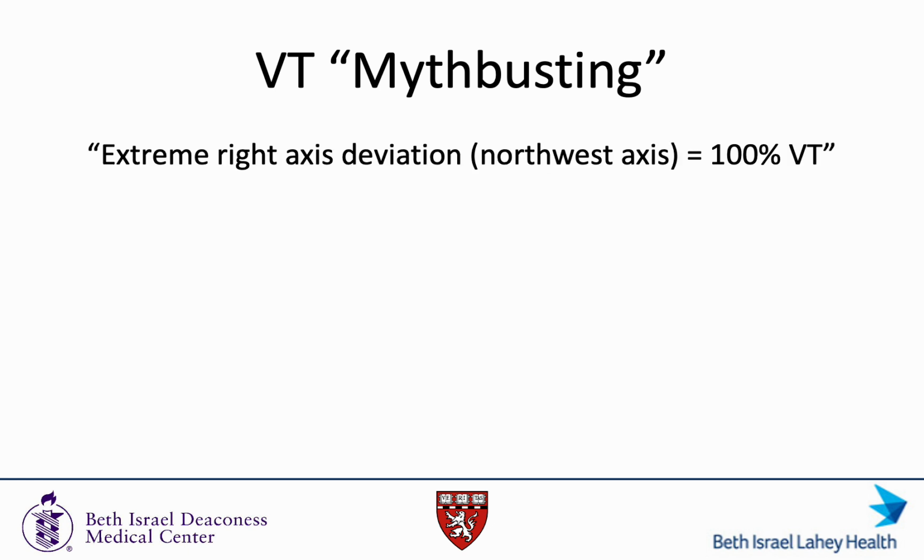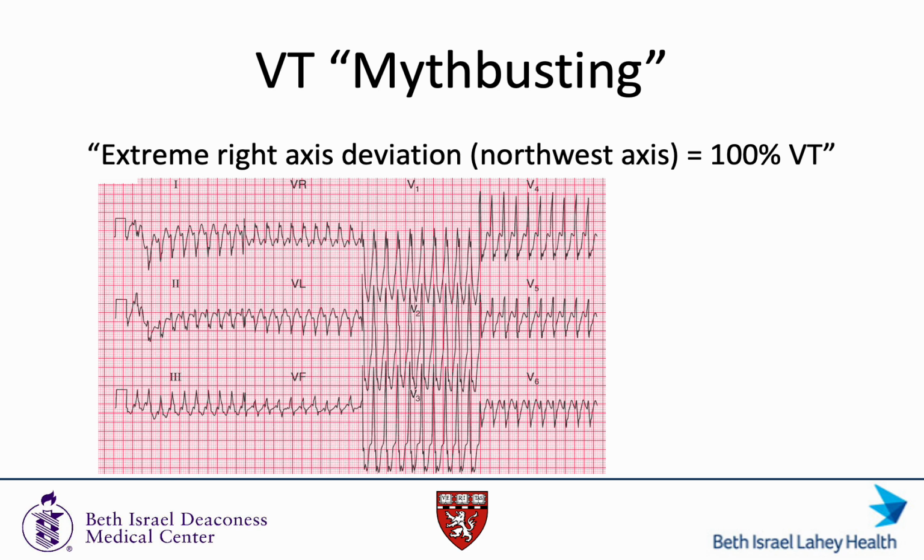Finally, there is the myth that an extreme right axis deviation, otherwise known as a northwest axis, is diagnostic of VT. The thought here is that if the axis of the heart's depolarization is up and to the right, this suggests that the heart is depolarizing from apex to base. In other words, the exact opposite direction it should, which suggests the ventricles are the origin of the depolarization. However, you can be fooled with this logic. As an example of northwest axis, let's look at this EKG. Note the positive complexes in AVR with corresponding negative complexes in leads 1 and AVL.